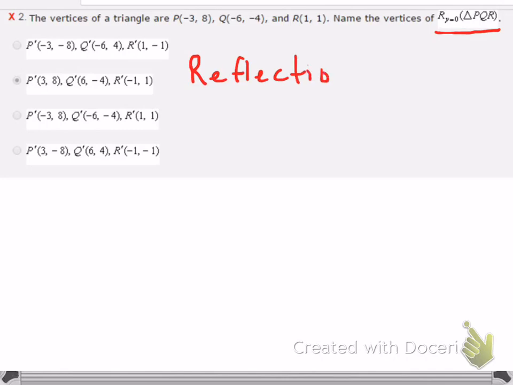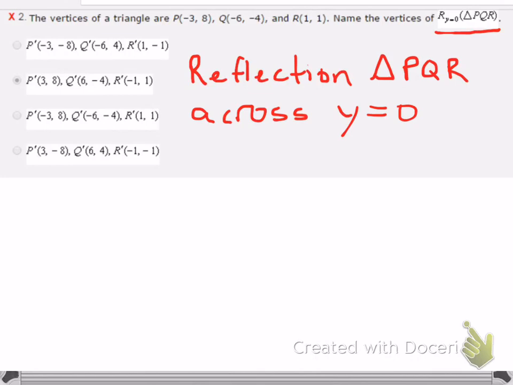Excuse my handwriting, it's not good on the computer, it's even worse on the touch screen. But we want to find a reflection of the triangle PQR across the line y equals 0. And this is often the question that I get. What does this mean, to reflect across y equals 0? Well, we need to know what y equals 0 is.